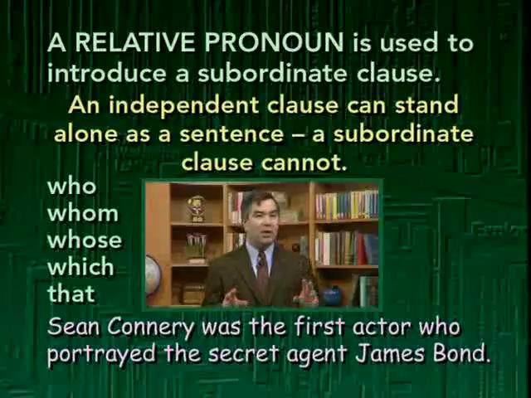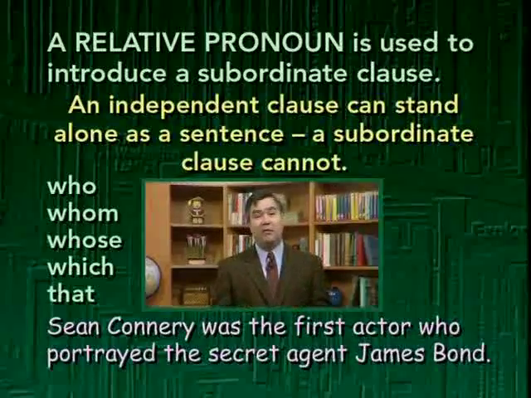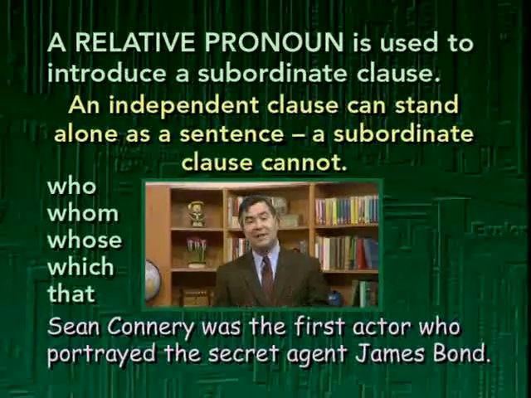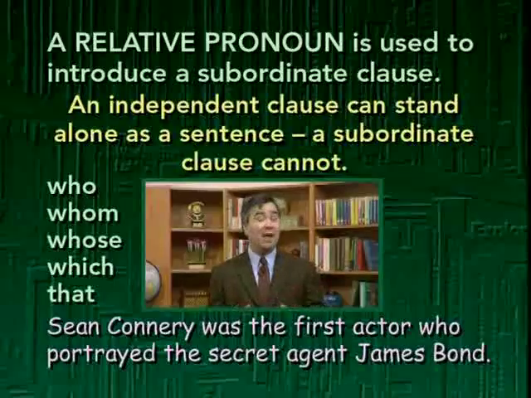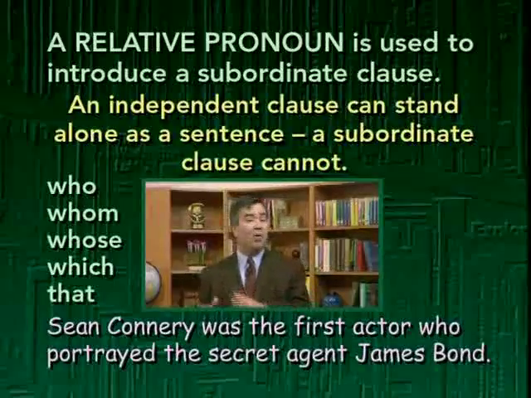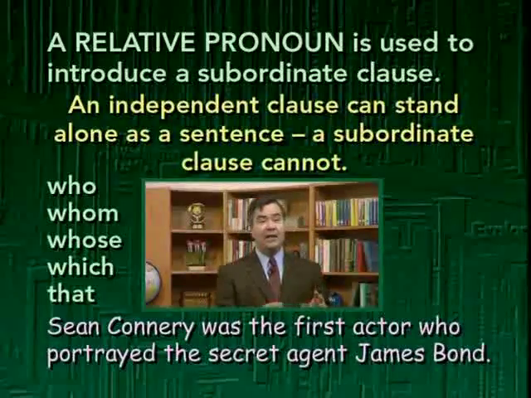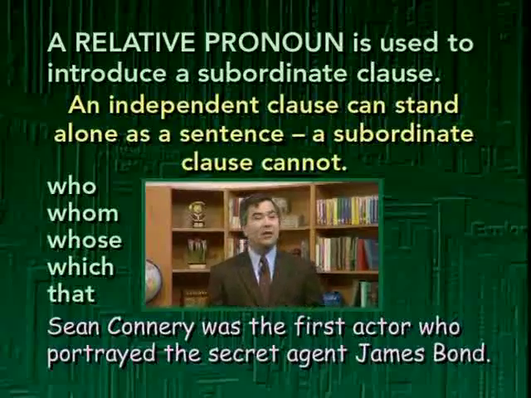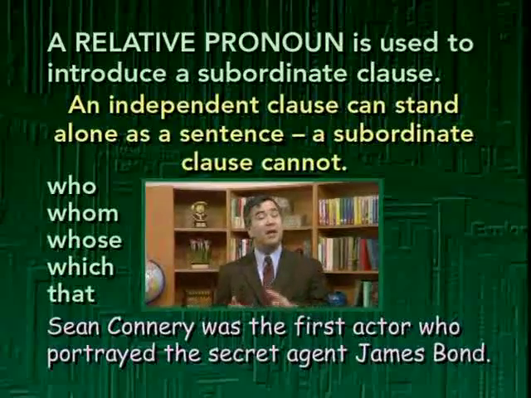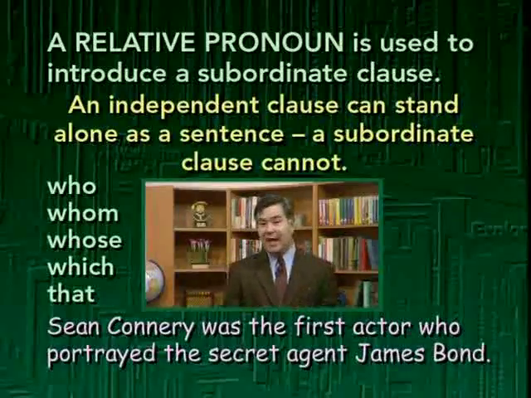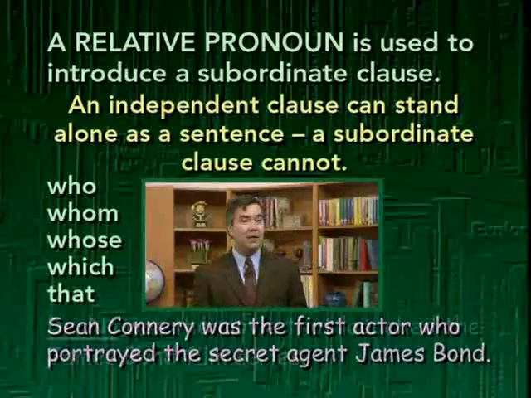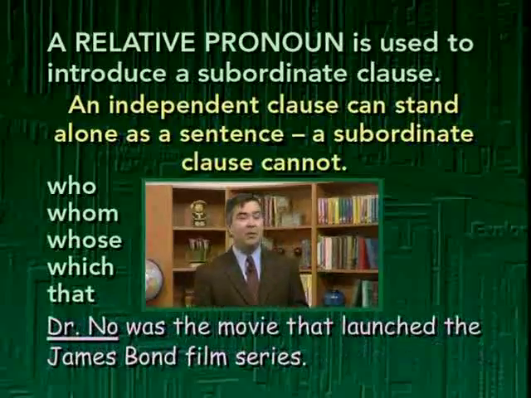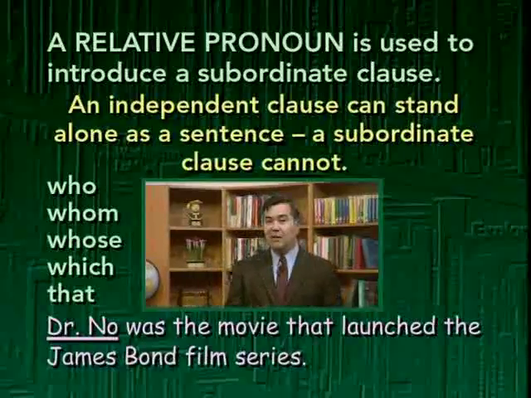So the entire subordinate clause introduced by the relative pronoun who relates back to the noun actor. Therefore, in a sense, the entire subordinate clause acts as a modifier, much like an adjective, giving more information about a specific noun in the independent clause. And that's how the subordinate clauses introduced by relative pronouns work. They work as modifiers, giving more information about a noun that appears in the independent clause. Here's another example. Dr. No was the movie that launched the James Bond film series. In this sentence, we have an independent clause, Dr.